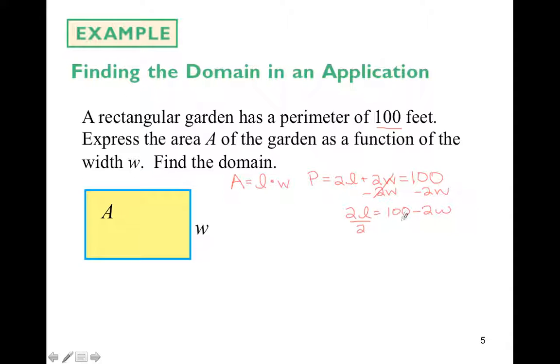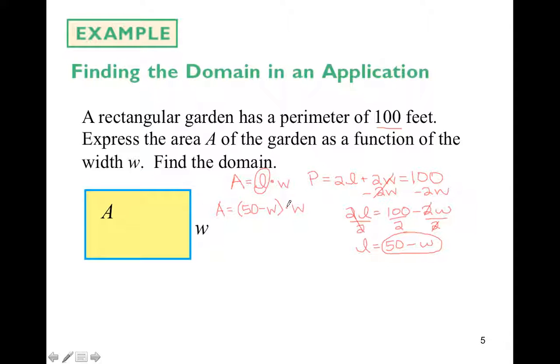Okay, so subtract 2W on both sides, and then divide everything by 2 to get L by itself. So 100 divided by 2 is 50, and then this will just be minus W. Okay, so the length is equal to 50 minus the width. I'm going to take this expression for the length, 50 minus W, and plug it in right here for length. Okay, this will give me an expression for the area in terms of just W. Okay, so I've done the first part. Now what? Find the domain.